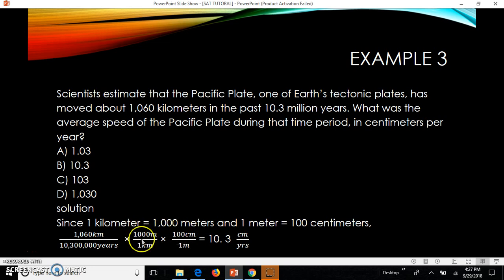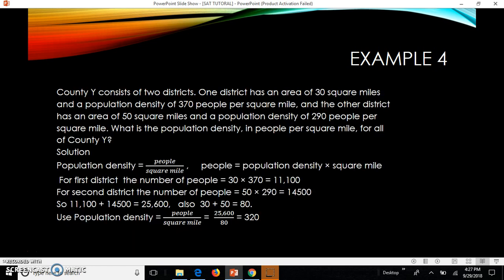By the time you evaluate this one, kilometer cancels kilometer, meter cancels meter, then we have centimeters per year. By the time you evaluate all this, you get 10.3 centimeters per year. So that's the answer. The answer is option B. Simple as that. Then next question.